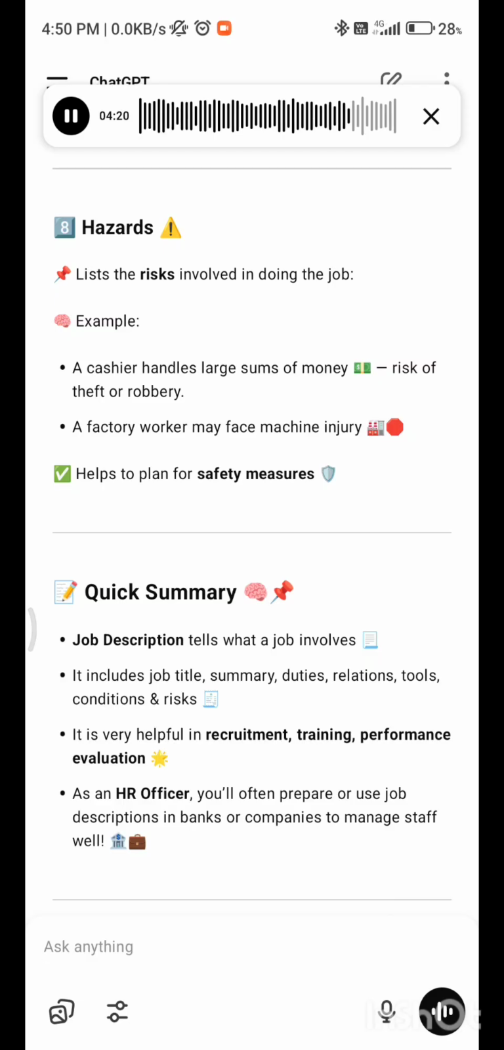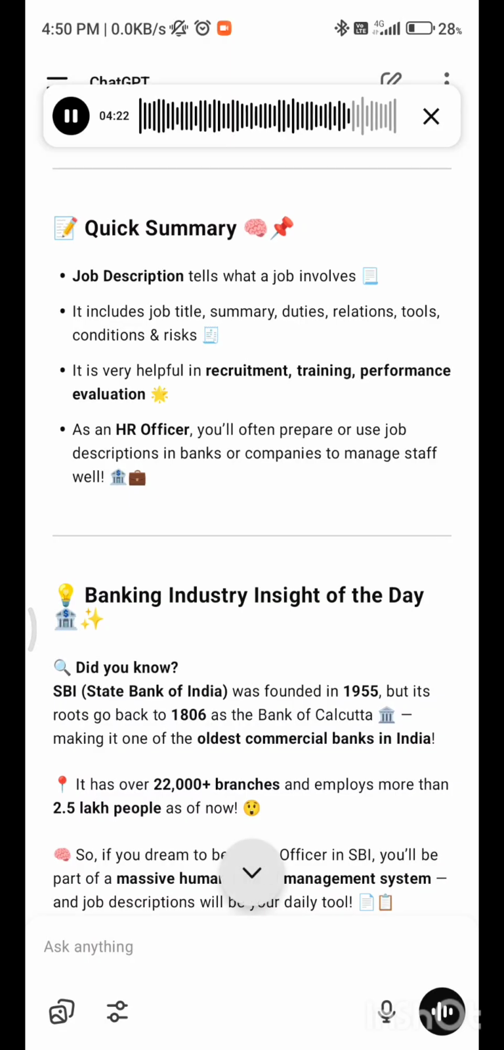Quick summary. Job description tells what a job involves. It includes job title, summary, duties, relations, tools, conditions, and risks. It is very helpful in recruitment, training, performance evaluation. As an HR officer, you'll often prepare or use job descriptions in banks or companies to manage staff well.